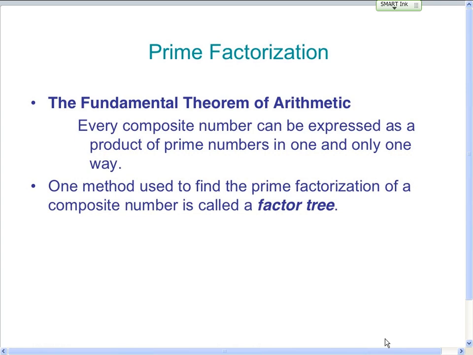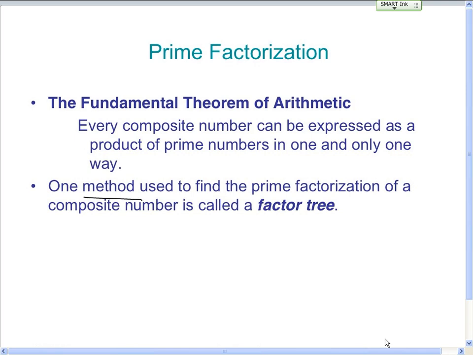Fundamental theorem of arithmetic. This is so important to arithmetic that we call it the fundamental theorem. Every composite number can be expressed as a product of prime numbers in one and only one way. So what that means is that if I come up with a prime factorization of a number, it's going to be exactly the same as the prime factorization for anybody else doing it. Doesn't matter which method you use. You're always going to have the same prime factorization for each number.